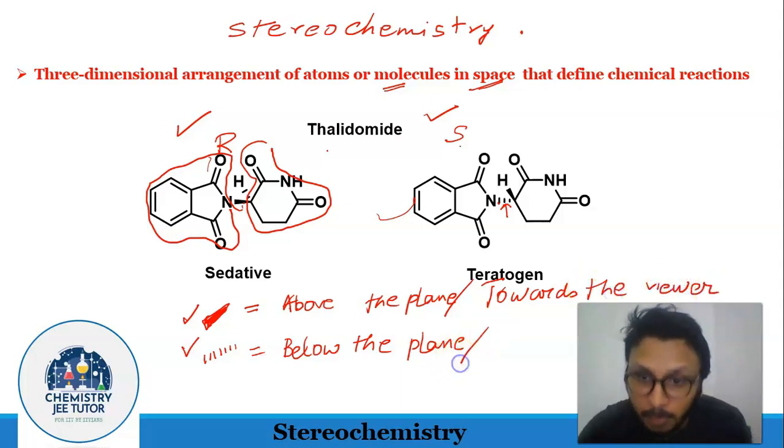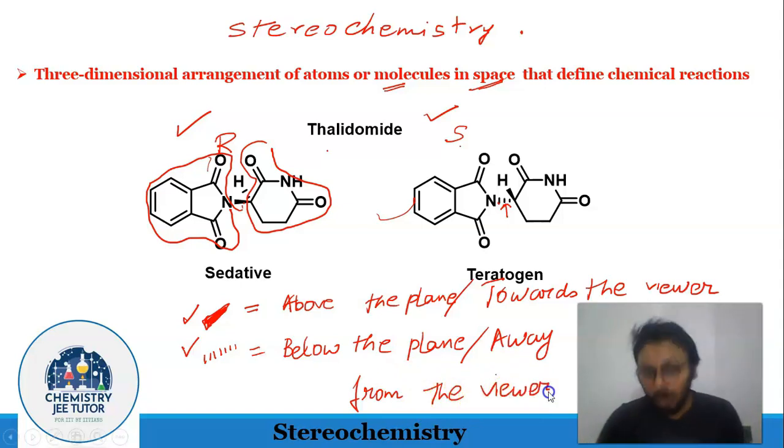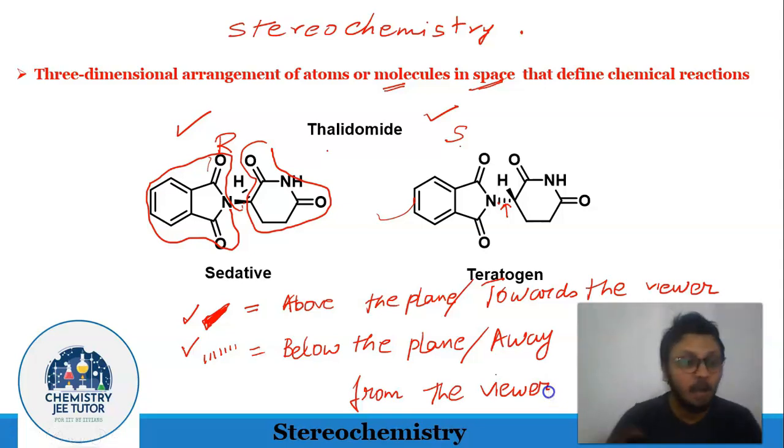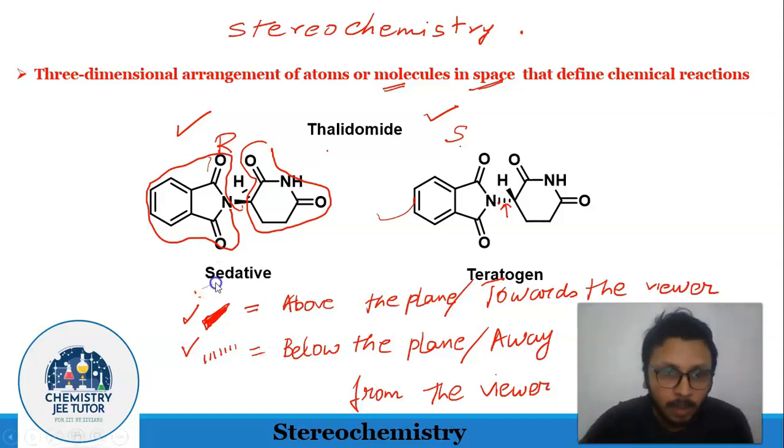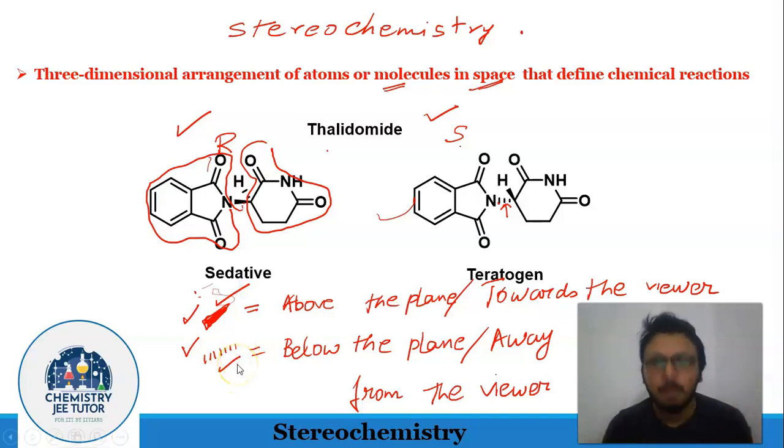And this means it is below the plane, or away from the viewer. This is very important with regards to stereochemistry, this above the plane, below the plane, because in the whole of stereochemistry, you will come across these concepts of this bond and this bond. These are very important. So to remember this, what do these two bonds signify?